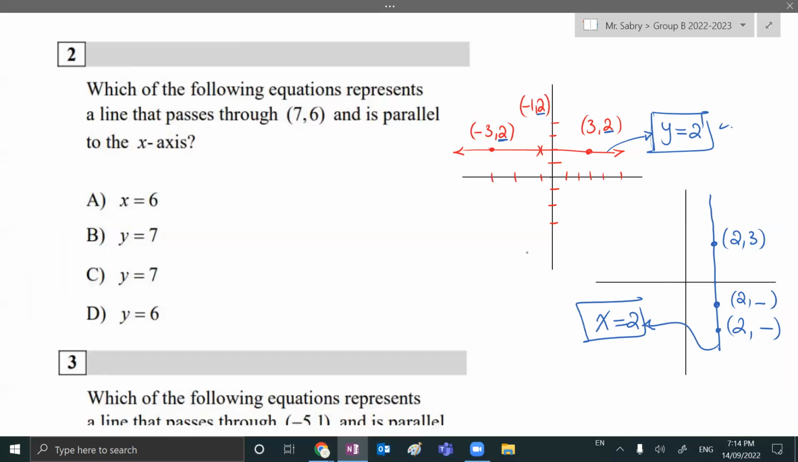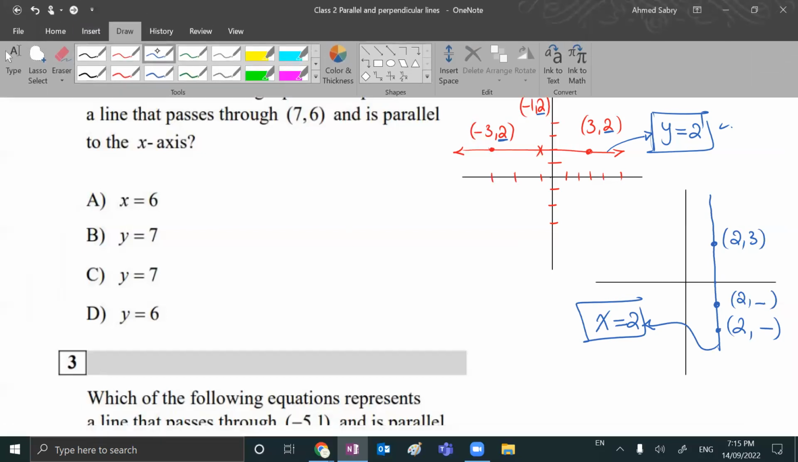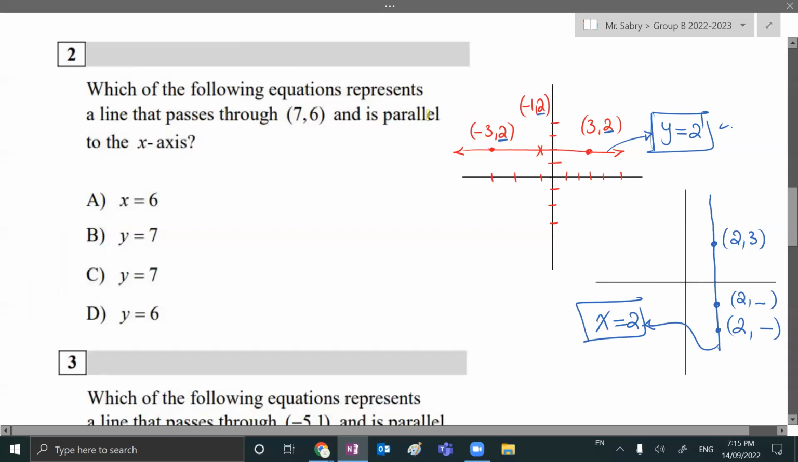So again, all horizontal lines, their equation is y equals something. All vertical lines, their equation is x equals something. So when you read question number 2, and it says that there's a line that passes through this and is parallel to the x-axis, that means that this line is a horizontal line. And all horizontal lines have equations of y equals something. What could that number be if that line passes through the point 7 and 6? They must have the same y coordinates. So then the equation is y equals 6, which is D.